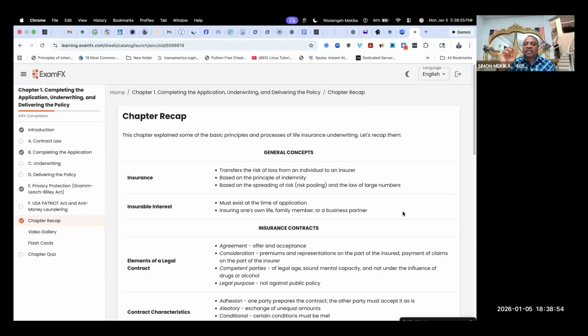So, yes, insuring your family members is a normal thing. You can also insure business owners. We have business insurance, business buy-sell. I don't want to go so much into detail. Just know that those are insurable interests.